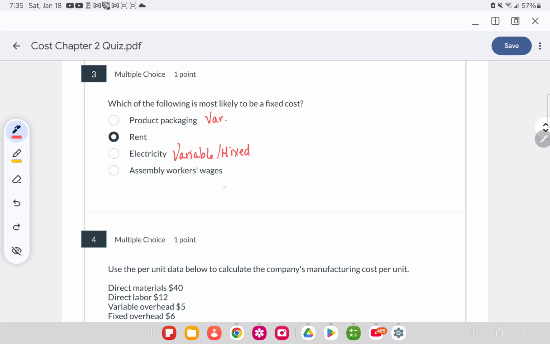Assembly workers' wages. As we produce more, we obviously have to assemble more, so that is also variable. So the only one here that is fixed would be rent.